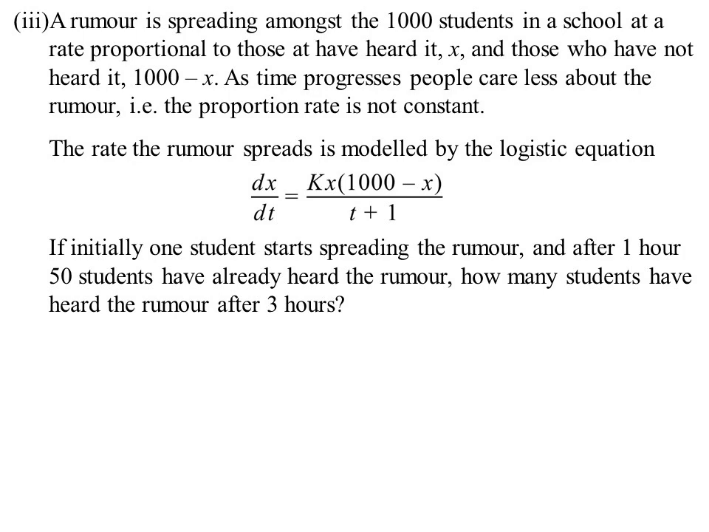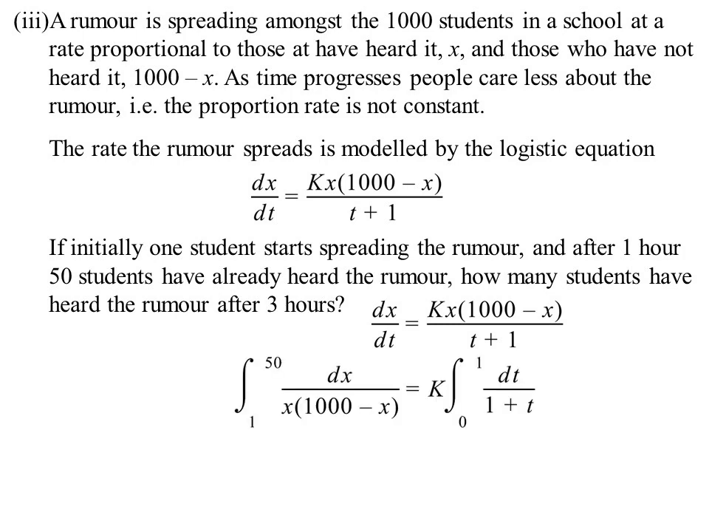Initially, one student starts spreading the rumour, because it all starts with one student, or one person when you're spreading rumours. After 1 hour, 50 students have already heard the rumour. How many students have heard the rumour after 3 hours? So there's our differential equation. I can separate the variables.